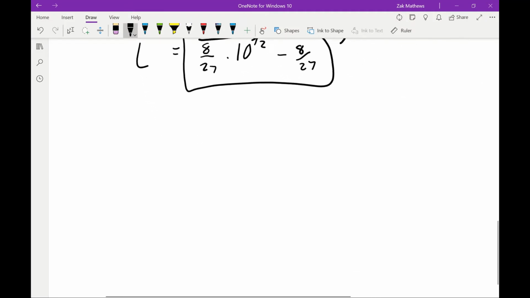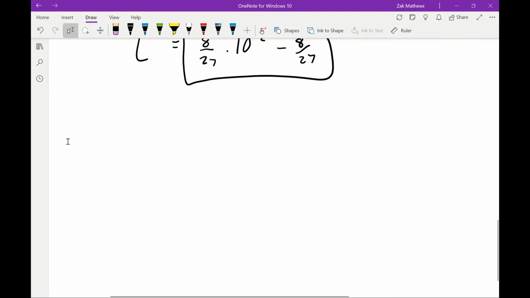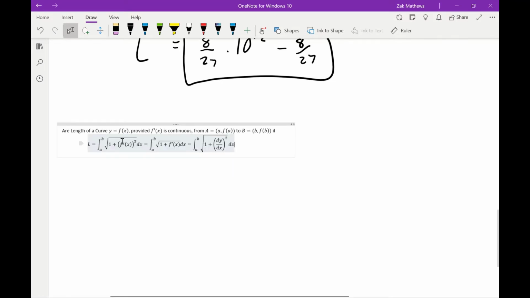So that was pretty straightforward when the function was defined in terms of x. We had an equation y is equal to a function of x. But like we saw with our volumes, it can be challenging sometimes if an equation is defined with x equal to something in terms of y. So what if the function is in terms of y? Well, we're going to need a different arc length formula then.